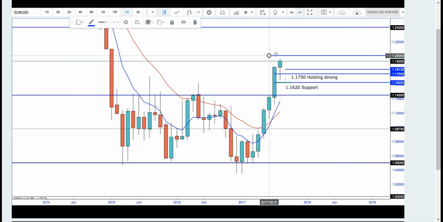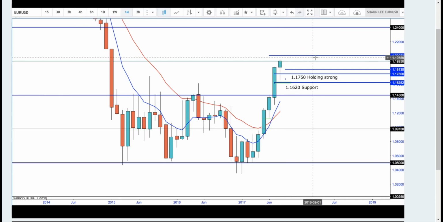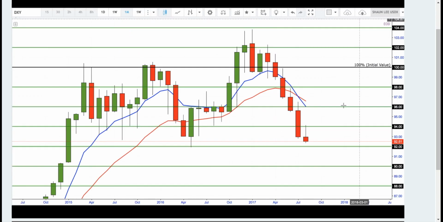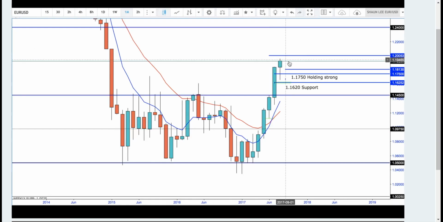So let's say euro did pull and tap on 1.2, which I believe it will do in the next few days. Dollar index could come down and start tapping on 92. That makes sense. So we've got 92 over here, and then the euro is at its highs. So there's a potential it could rebound.